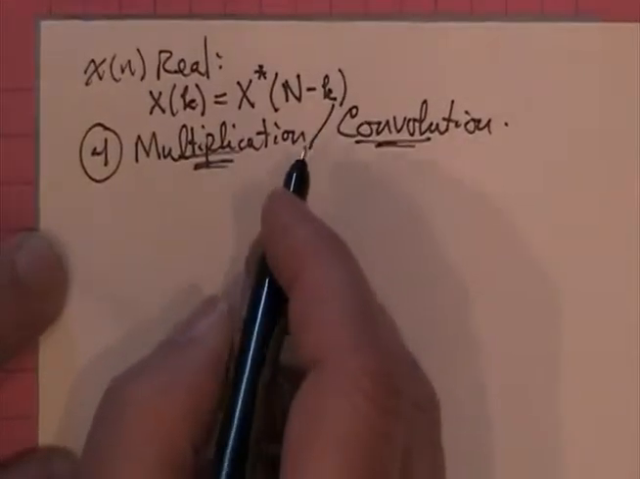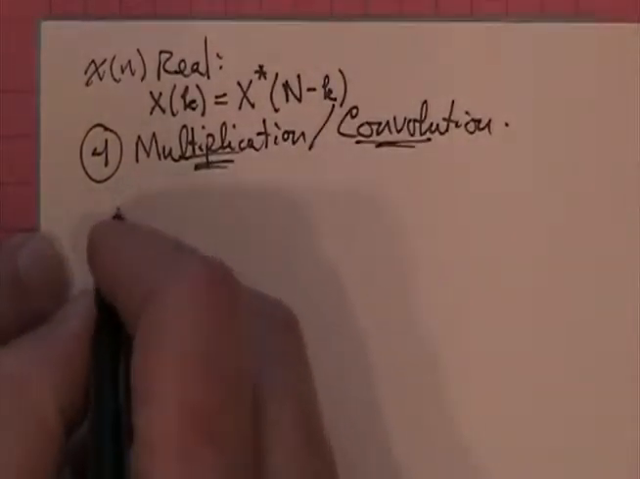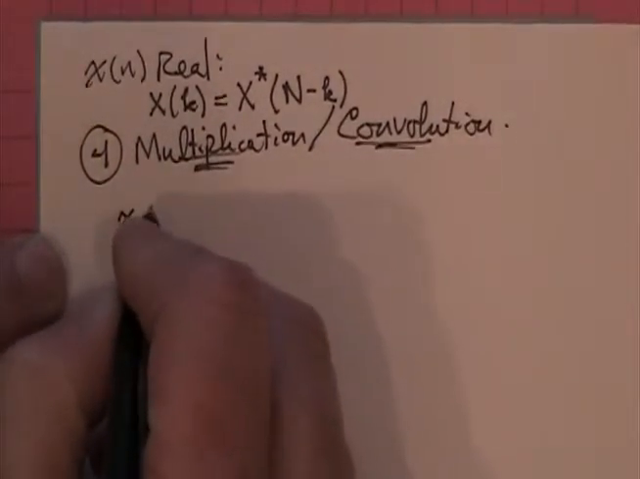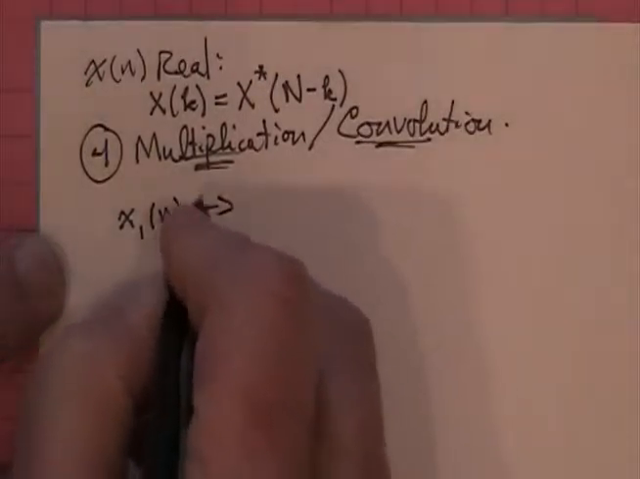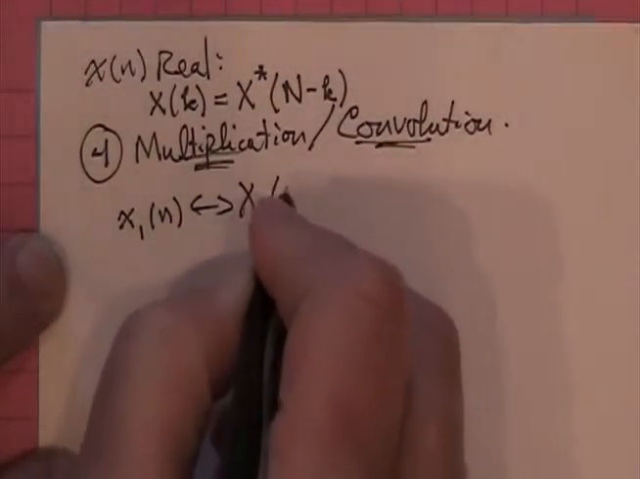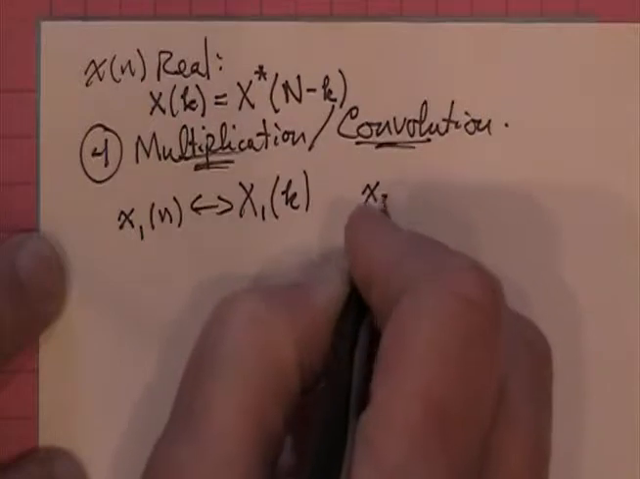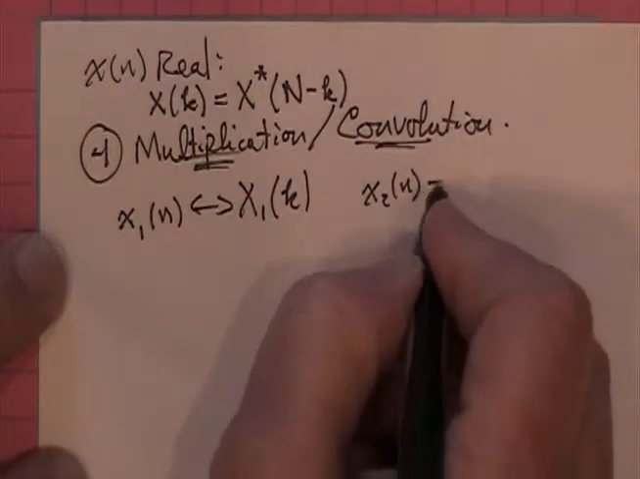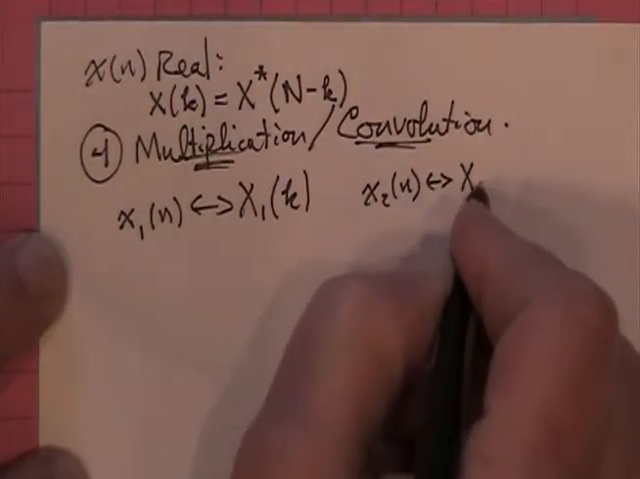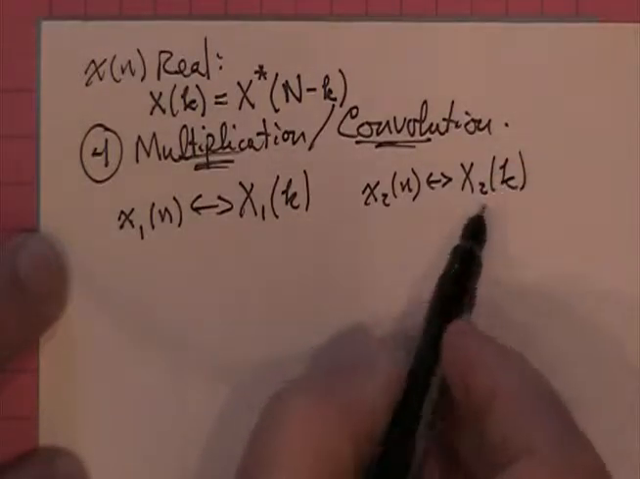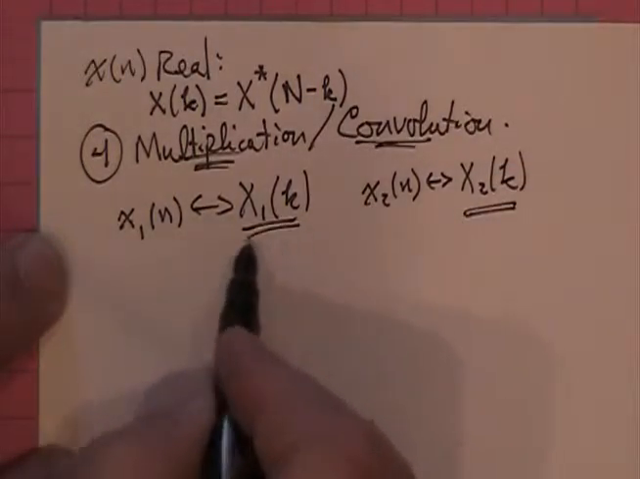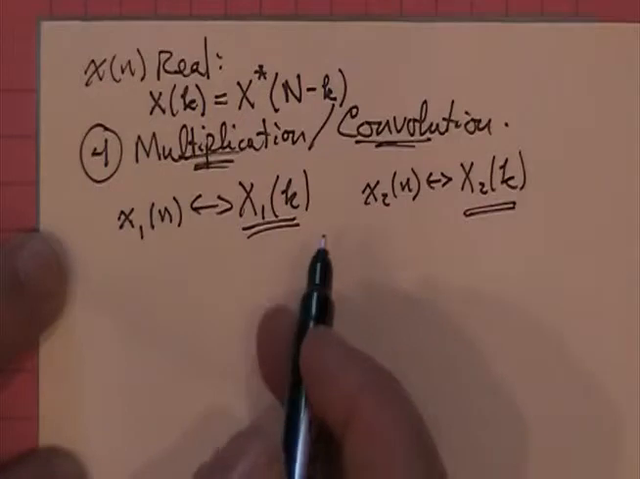Everything we're dealing with is periodic. So what we're going to assume is that I have x1 of n, and it has a transform pair X1 of k, and x2 of n, and we can calculate its DFT and get X2 of k, a whole set of samples in the frequency domain for each of these time domain blocks of samples.